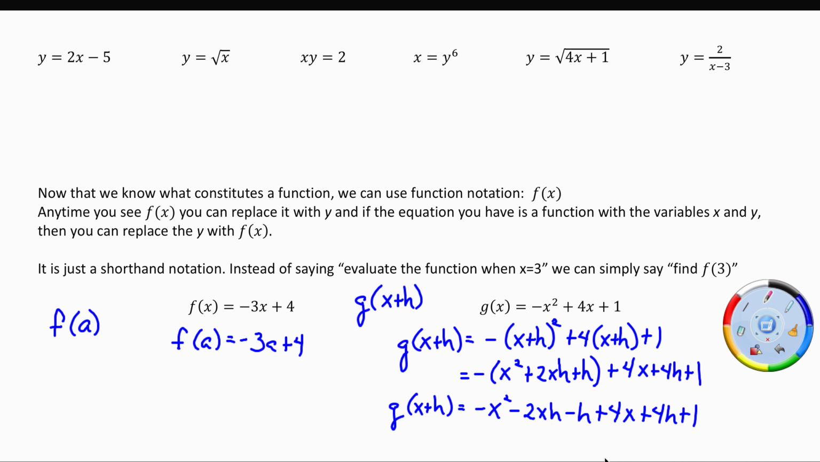So functions. Determining if something is a function, whether I'm looking at a list of points, a graph, or an equation. Finding the domain and range of these functions and relations. And then function notation. Let me know if you have any questions.